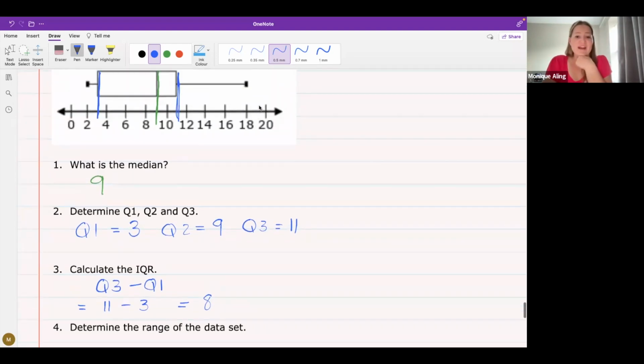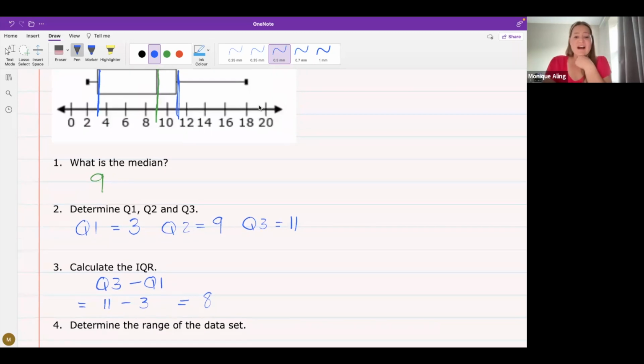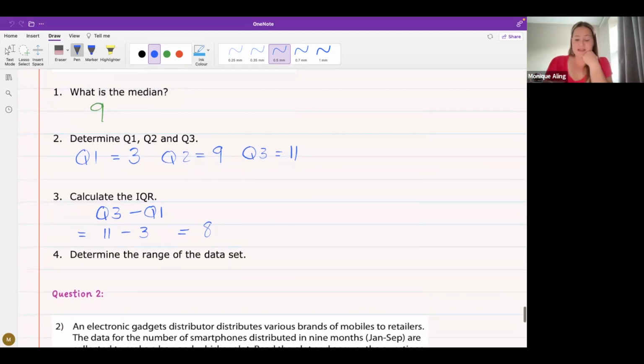And determine the range. Range is our highest minus lowest. Our highest amount is 18. Our lowest amount is 2. So it will be 18 minus 2, which gives us 16.